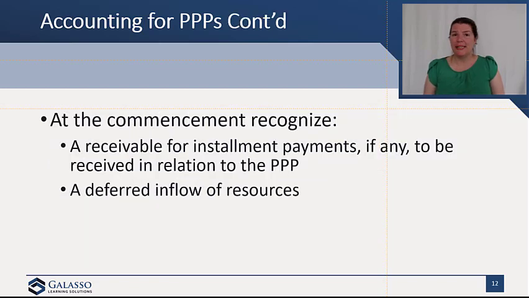Then at commencement of the PPP, we're going to recognize a receivable if there are any installment payments made throughout, right? So there could be upfront payments, but there can also be installment payments depending on the agreement. So if there are any, we'd recognize a receivable, and we'd recognize a deferred inflow of resources. I'm going to note in a little bit, the receivable and the deferred inflow will be treated just like a lessor would do in GASB 87. So those same kind of concepts, the discount rate, what's included in the deferred inflow, all of that is very similar to what we have in GASB 87.